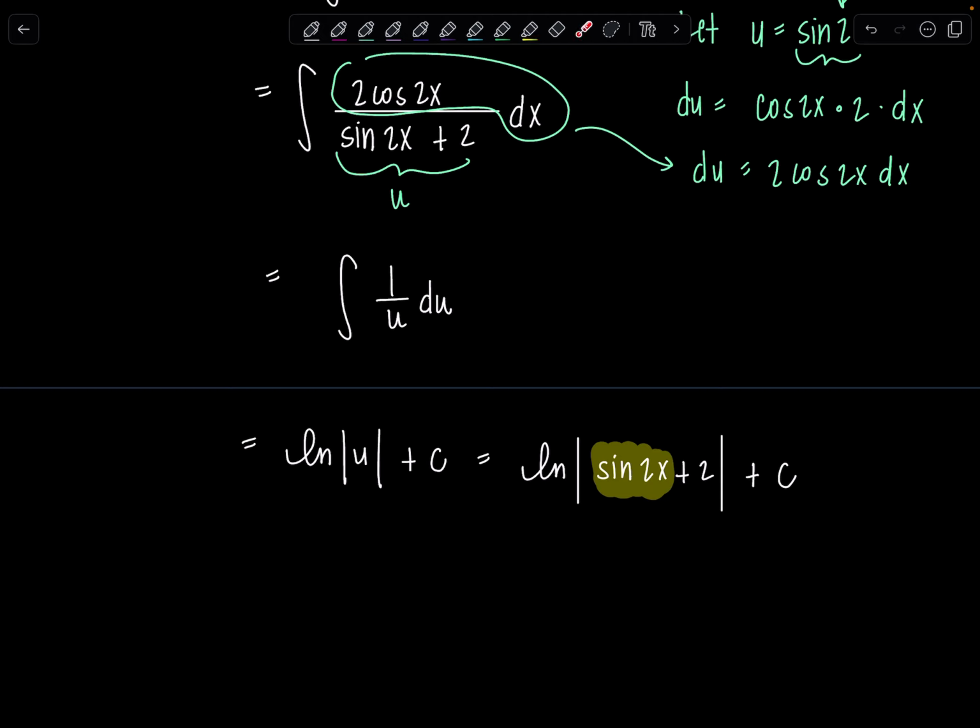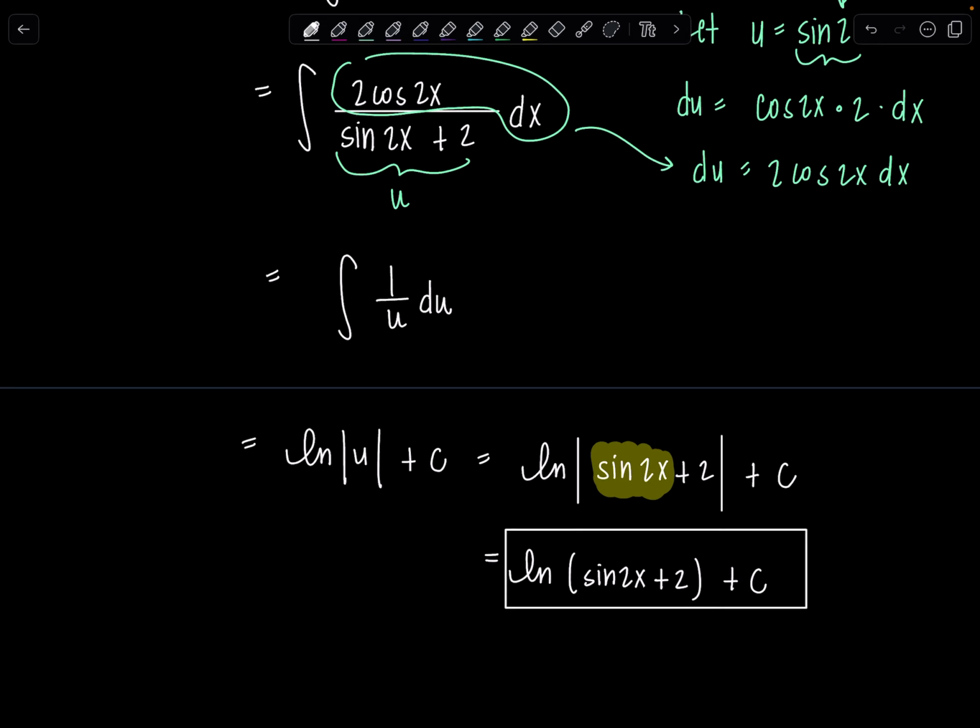So worst case scenario, the smallest this quantity can be is -1. -1 plus 2, that's not negative. And then if it's anything bigger, then for sure this is also going to stay not negative. No chance of it being 0. It would be 0 if sine 2x was -2. That's impossible. So I can just switch it and write my final answer, natural log sine 2x plus 2 plus c. And that's it. Good?